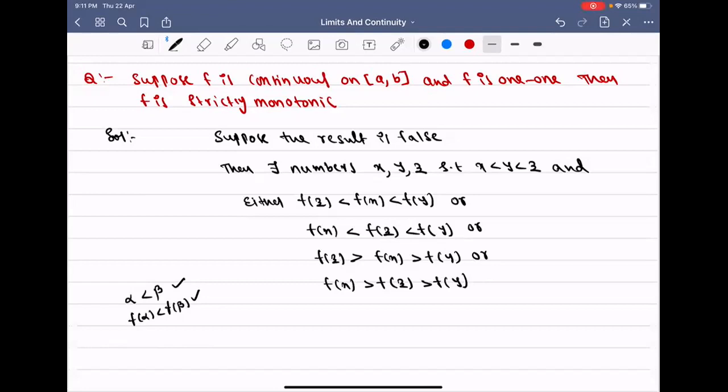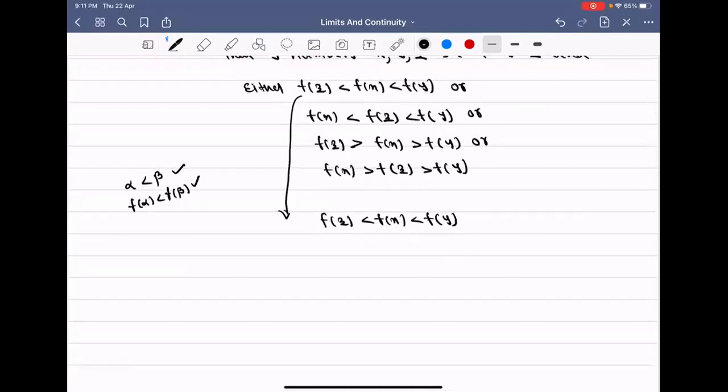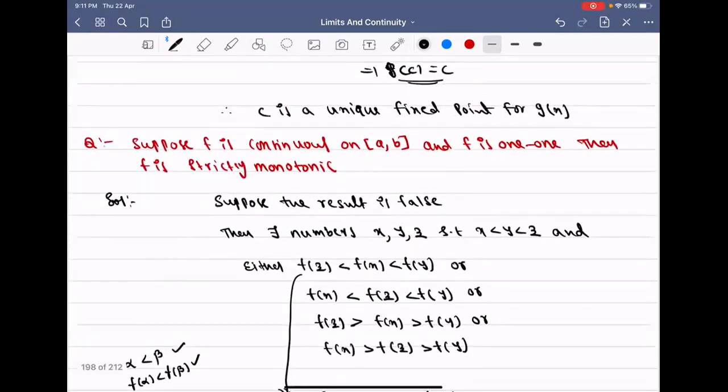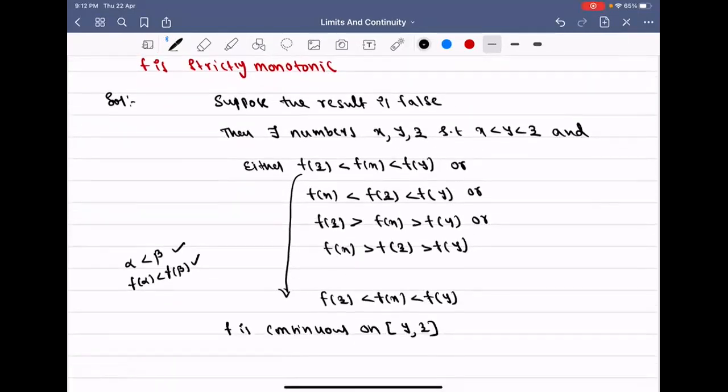Now you consider the first one. You can take anything; I will take this one, that is f(z) is less than f(x) is less than f(y). Now, see, f is continuous on the closed interval [y, z].